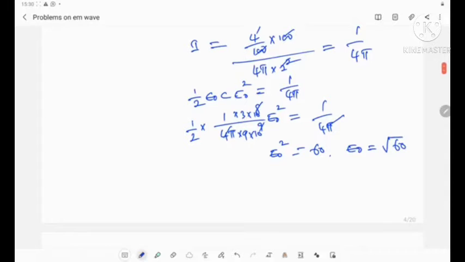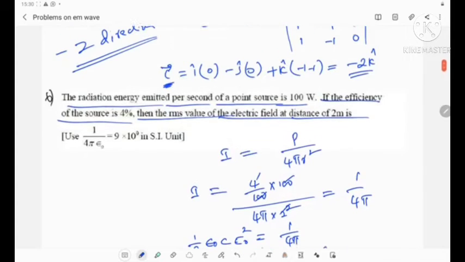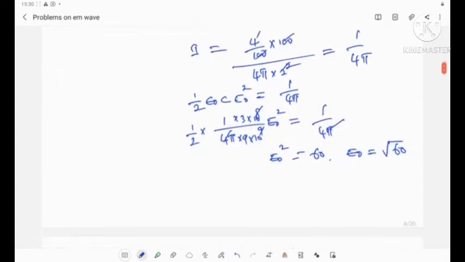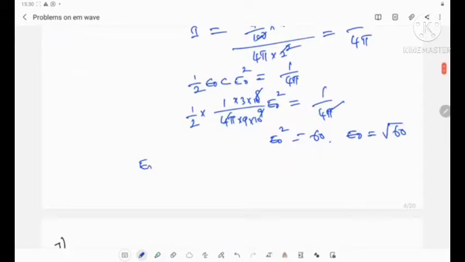But you have to find out the RMS value of electric field. Therefore E RMS, the RMS value of electric field, is equal to E naught by root 2. E naught is root 60 by root 2. This becomes root 30, which is the answer.